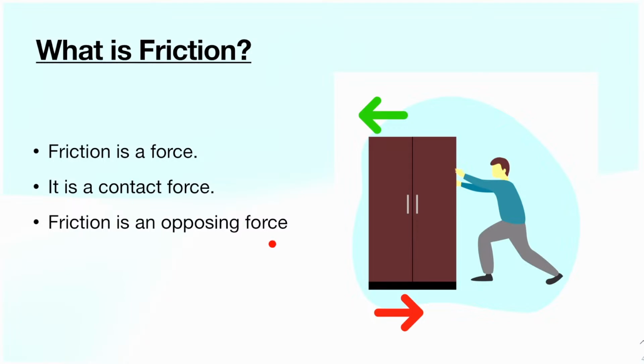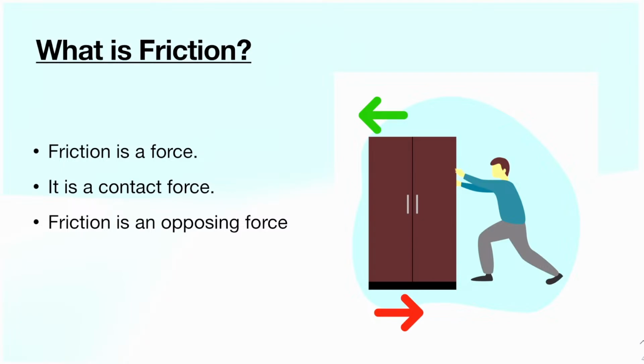Friction is also an opposing force. As you can see in this picture, when a person is trying to push the cupboard in one direction, the force of friction will always be acting in the opposite direction, and hence it is difficult to move objects. Friction is a kind of force which is always trying to prevent objects from moving.